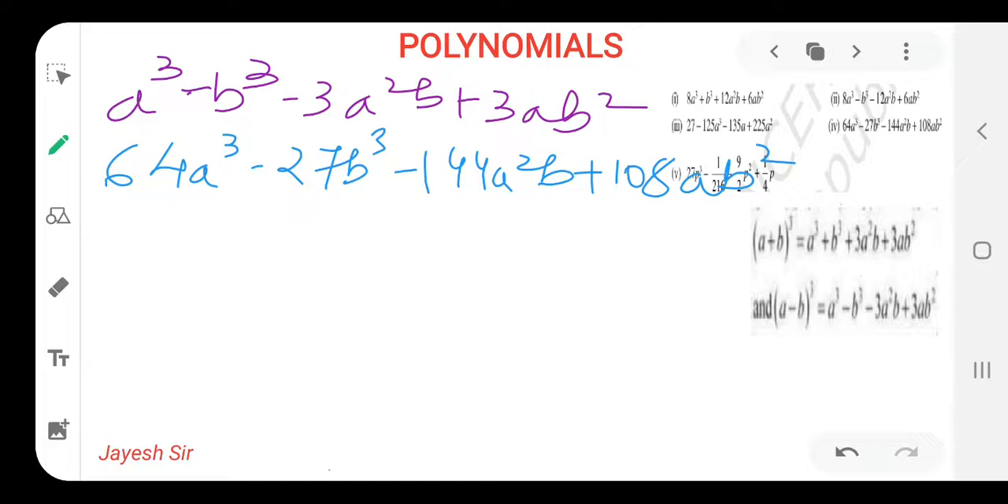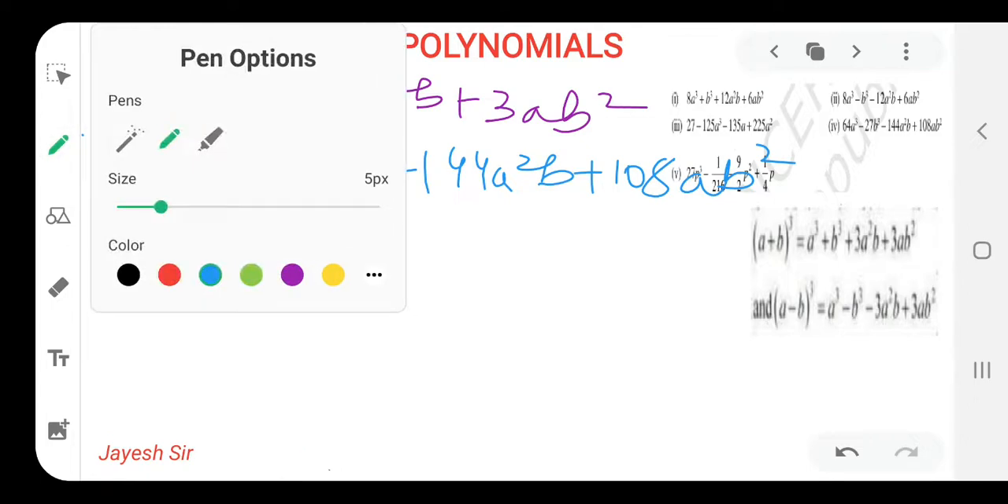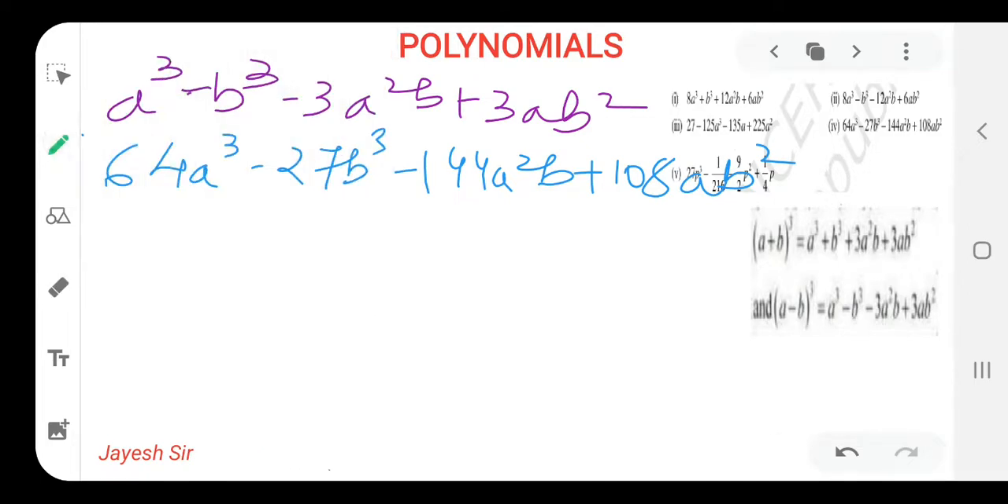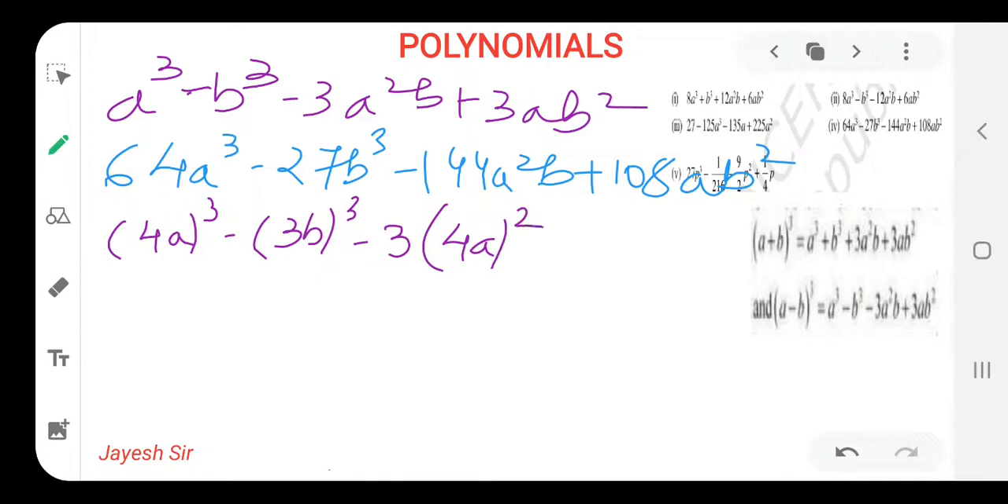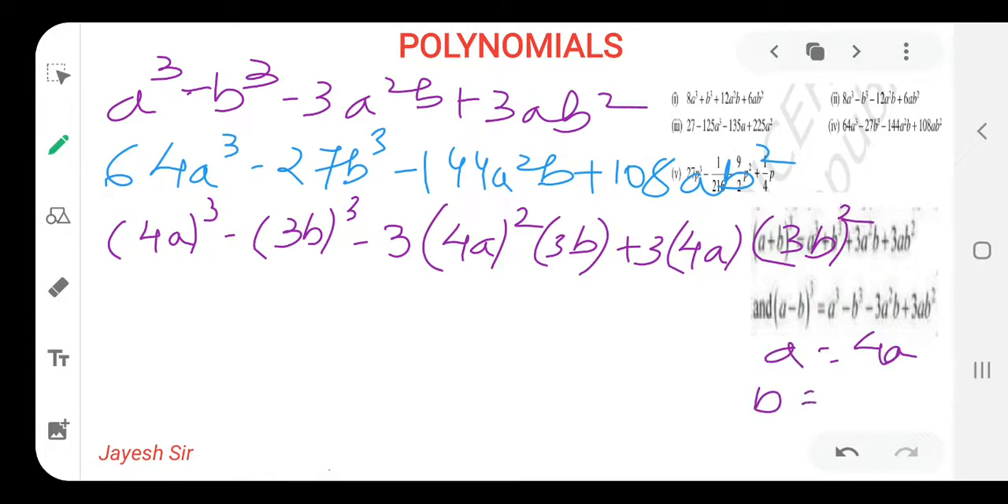Yes friends, so the cube of 64. 64 is the cube of 4, as I remember. What would be your first step friends? 64 means it is 4a whole cube, minus 27, which is the cube of 3, so 3b cube. In this way we have got the value for that. Now the value for a is 4a the whole square and the value for b is 3b, plus we will put 3, the value for a is 4a and the value for b is 3b square. Now the value for a is 4a and the value for b is 3b.